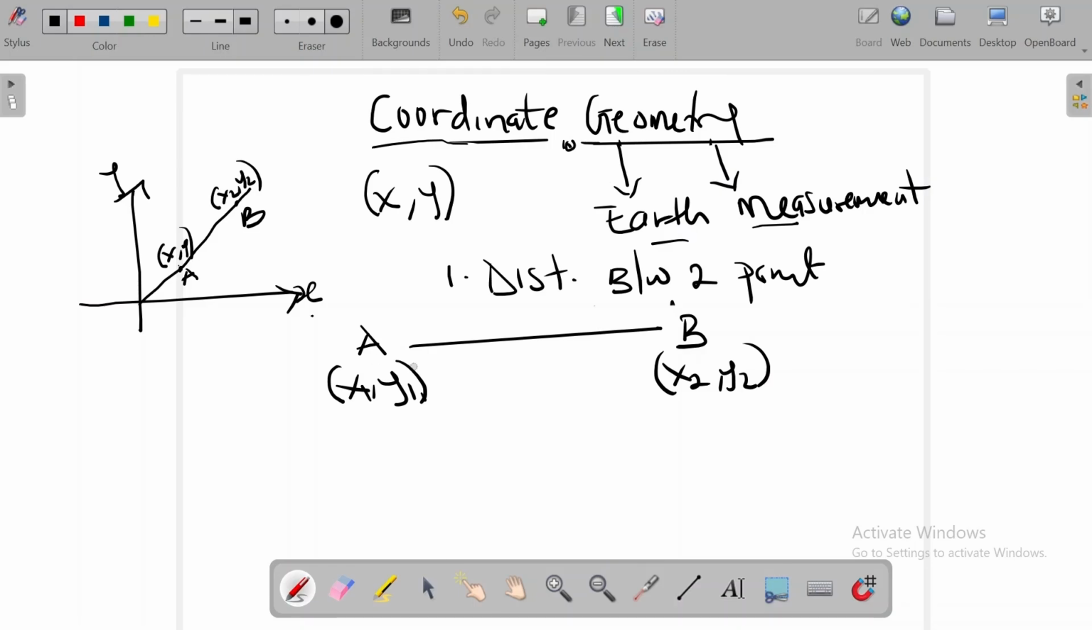So the distance between A and B, point A can be pointing at a location. Let's assume this is USA, and point B is pointing at another location. This can be France, doesn't really matter. So you're trying to locate the distance between point A and point B. That we simply term as distance between 2 points.